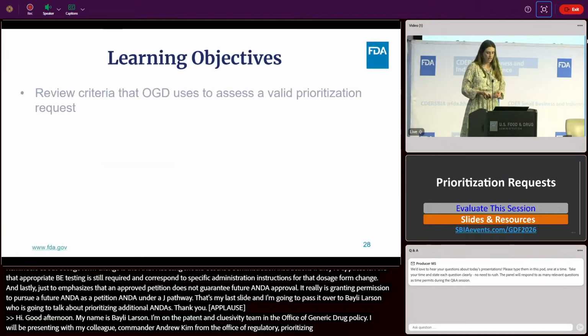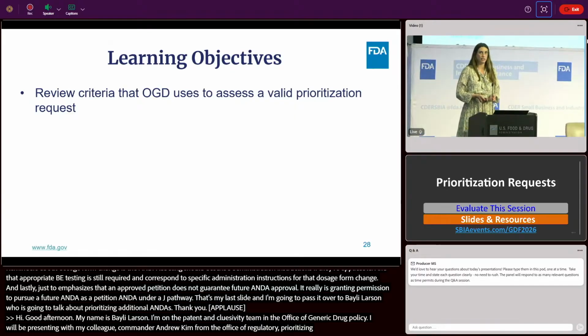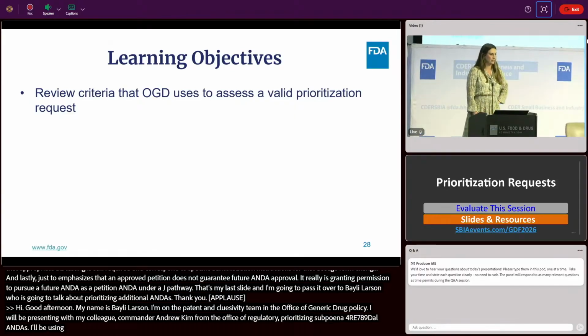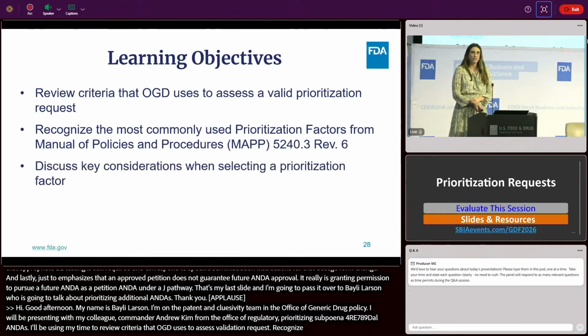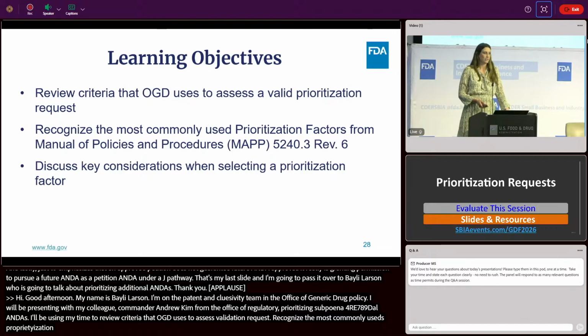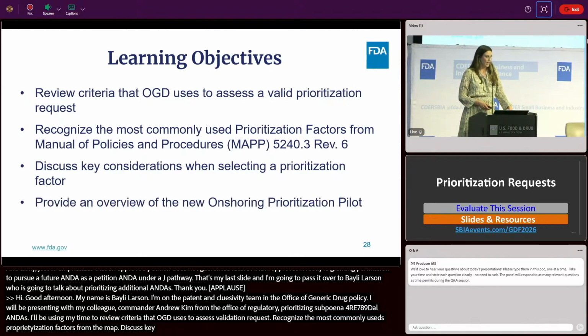I'll be using my time with you to review criteria that OGD uses to assess a valid prioritization request, recognize the most commonly used prioritization factors from the MAPP, discuss key considerations when selecting a prioritization factor, and I'll provide an overview of the new Onshoring prioritization pilot.